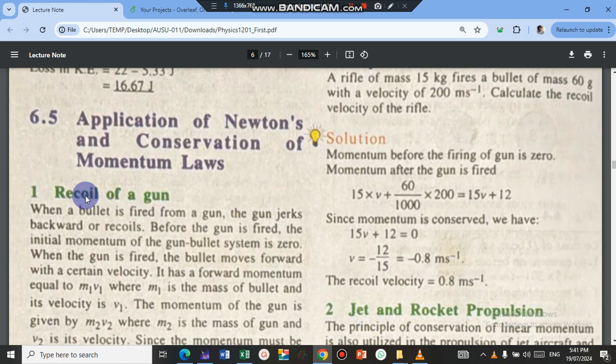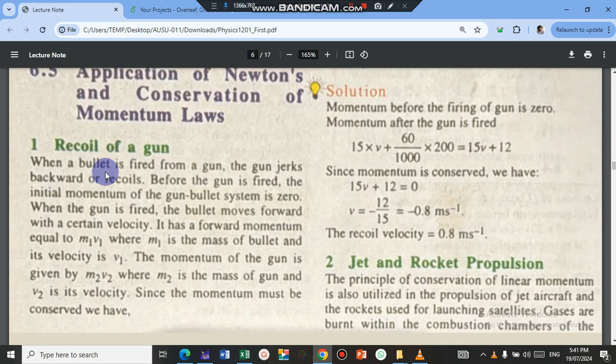The first one they mention is the recoil of a gun. The recoil of a gun can be explained using Newton's law and also momentum law. Here is what is happening. They say when a bullet is fired from a gun, the gun jerks backward or recoils. Whenever a gun is fired, the bullet comes out of the gun in the forward direction. Now the gun will move in the backward direction. It always happens whenever it is fired.